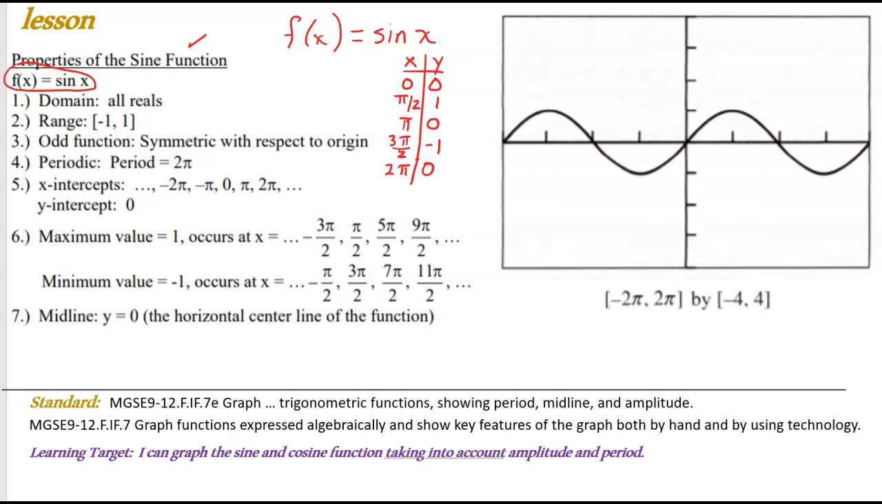Okay, so these points, I call these the 5 points on the original parent graph. This is kind of where the curve begins. So when you plug 0 in, you get 0 out. When you plug in pi over 2, you get out a y value of 1. So this point is important. On the original sine function, pi over 2 goes to 1. Sine of pi goes to 0. Sine of 3 pi over 2, that's my x value, 3 pi over 2 goes to negative 1. So here's negative 1. And then 2 pi goes to 0.